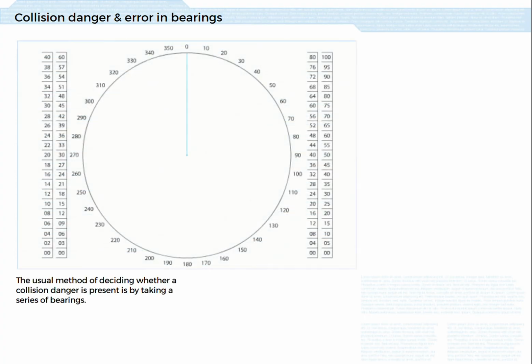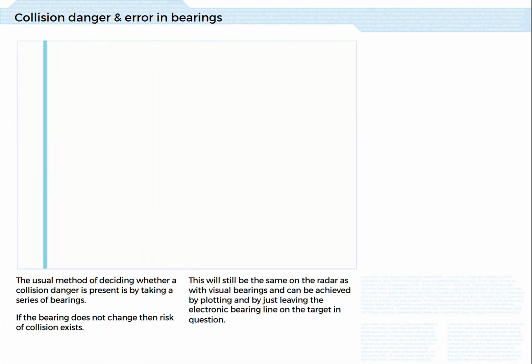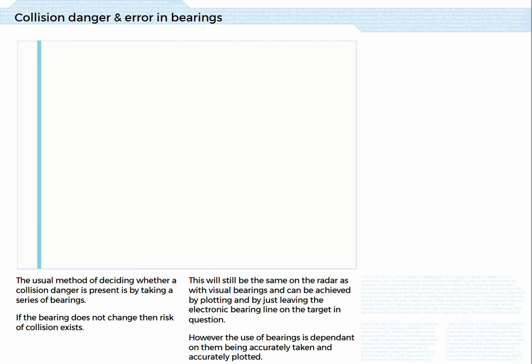The usual method of deciding whether a collision danger is present is by taking a series of bearings. If the bearing does not change, then risk of collision exists. This will still be the same on the radar as with visual bearings, and can be achieved by plotting and by just leaving the electronic bearing line on the target in question. However, the use of bearings is dependent on them being accurately taken and accurately plotted.